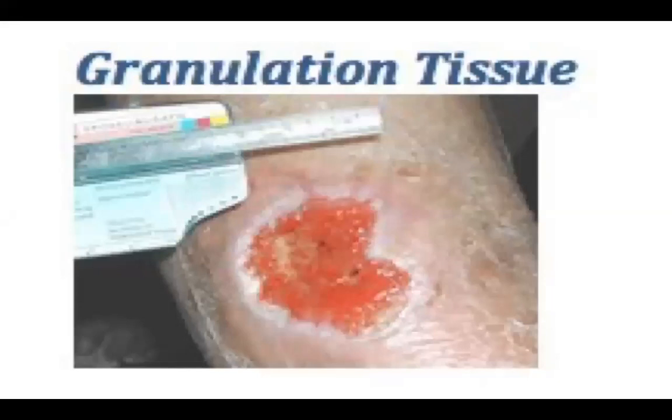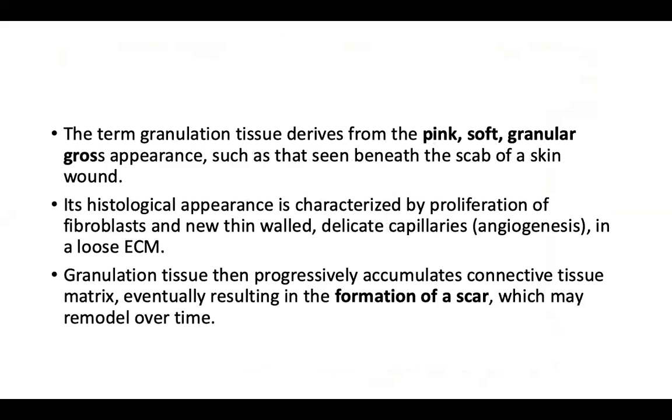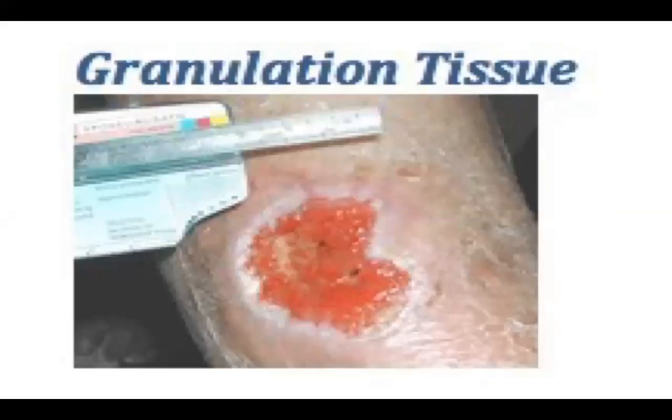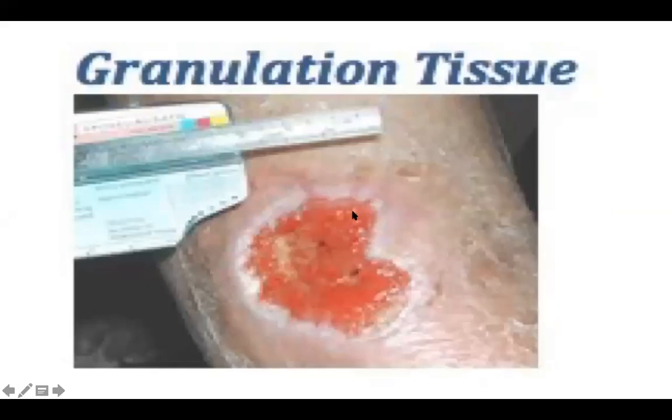...ndio itakayozalisha fibrosis. Kwa hiyo elewa kabisa kwamba granulation tissue ni tissue ambayo imezalishwa na fibroblast, ambayo mwisho wa siku ndio itakayozalisha scar. Kwa hiyo ukitaka kujua kidonda kinaelekea kwenye process ya kupona, unaangalia ile kidonda kilivyo, kina appearance ipi. Kama kina pink au red color, kiko soft, kina granular gross appearance, manake mwisho wa siku hapa healing process inaenda kutake place, inaenda kutokea ndani ya siku chache zijazo.